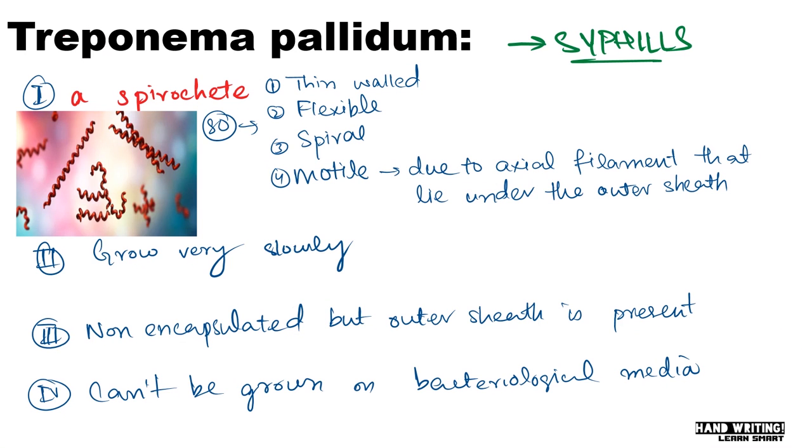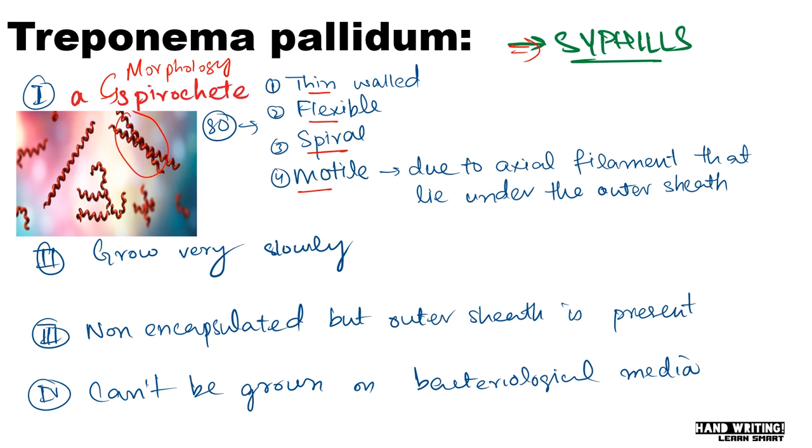So let's start. The disease caused by Treponema pallidum is called syphilis, which may be acquired or congenital; we'll study about this in the coming lectures. Talking about the morphology of Treponema pallidum: morphologically, it is a spirochete, meaning that it is thin-walled, flexible, and spiral-shaped, and the most important point is that it is motile. You can see the spiral-shaped and flexible form of Treponema pallidum in this slide.